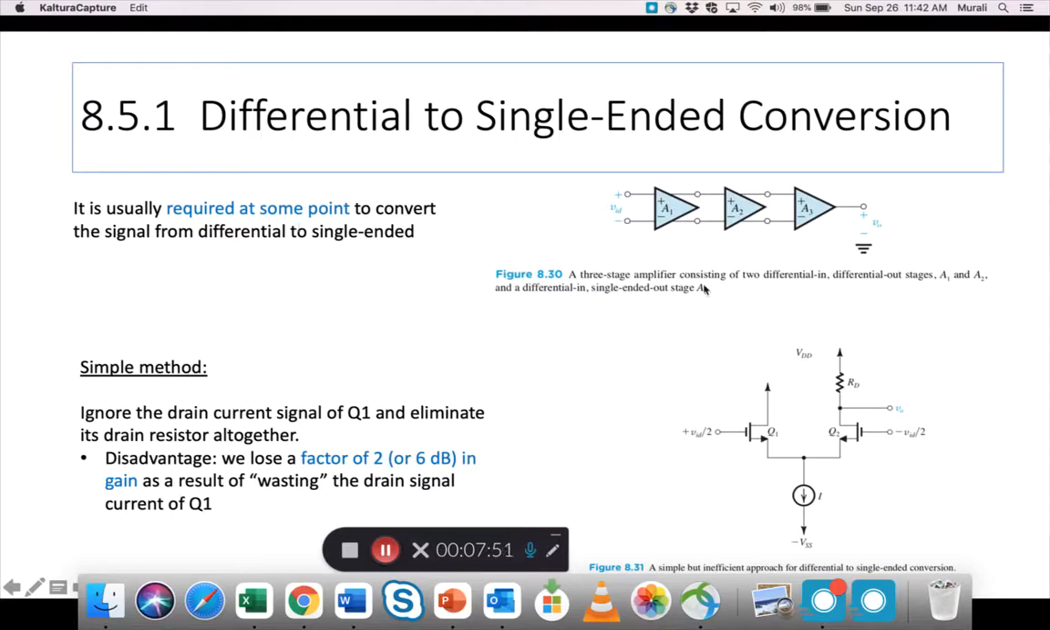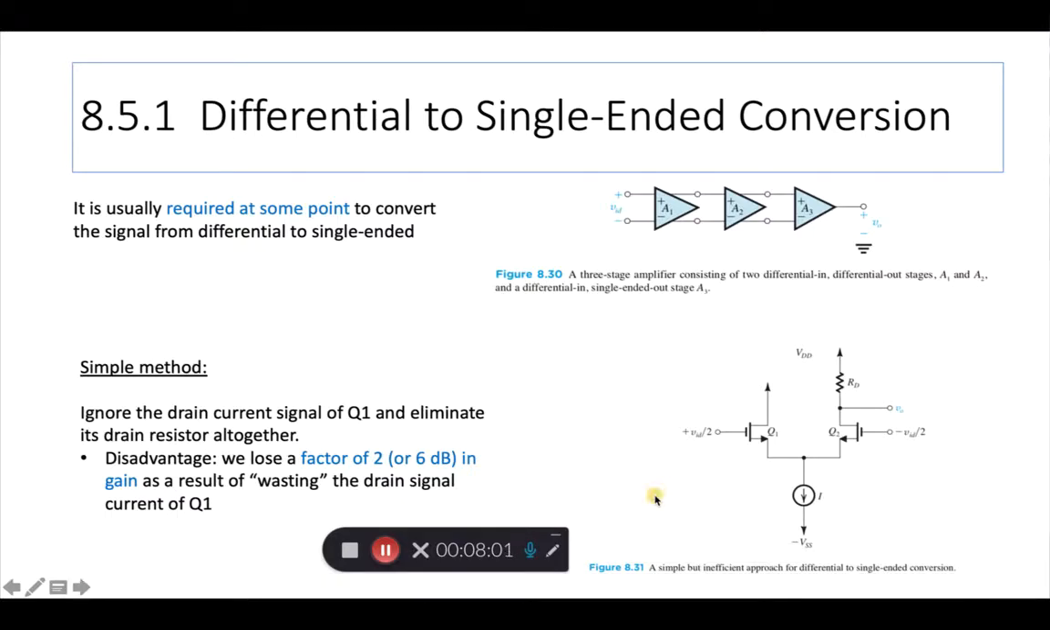So if you want to convert to a single-ended output, the simplest method is shown here, and he calls it a simple but inefficient approach for differential to single-ended conversion. Okay, this method is always possible, but inefficient, meaning not so good. So what is this simple method?